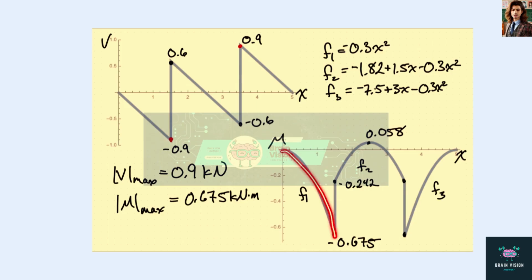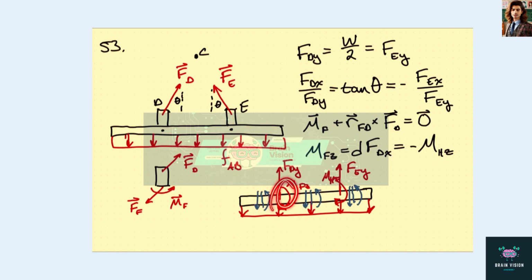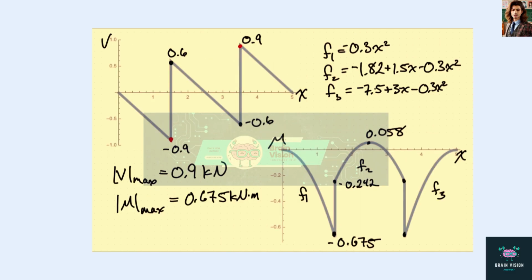x squared, and then we jump up by the moment that is acting here, which we can calculate from these formulas. So we jump up this amount. What is that? About 0.433 kilonewton meters. And then we have a parabola defined by this. And then we jump back down here by an equal and opposite amount. And then we have a parabola coming up here that's defined by this.